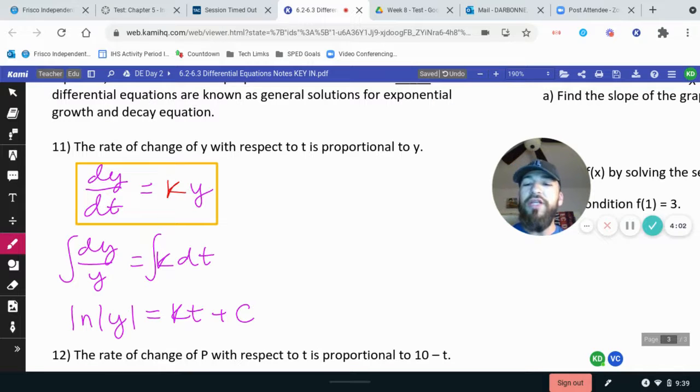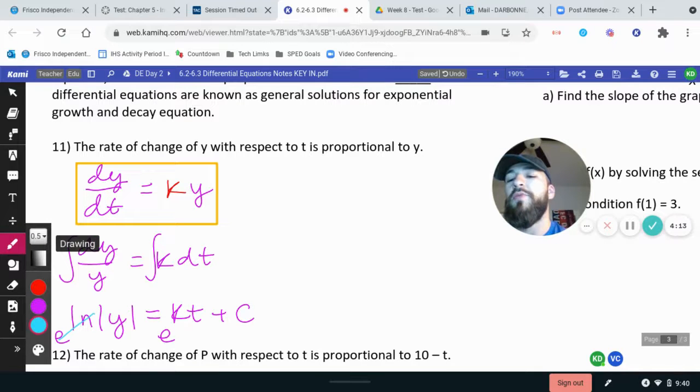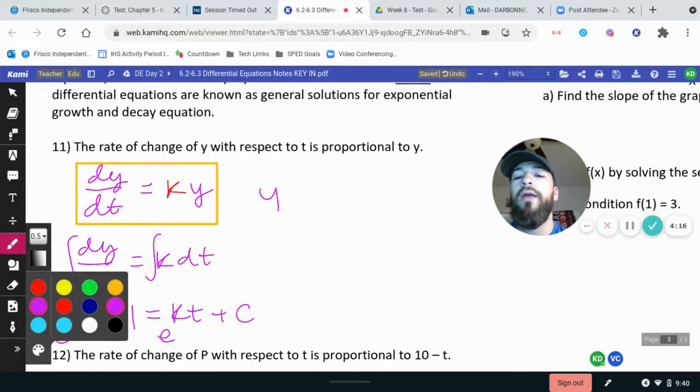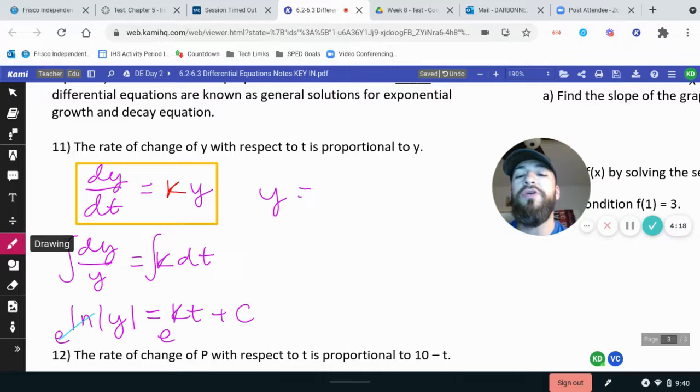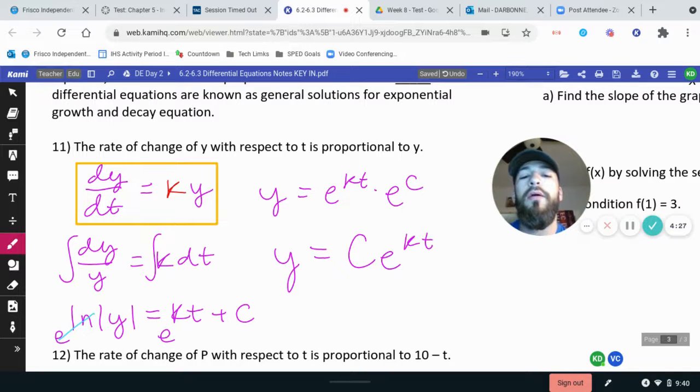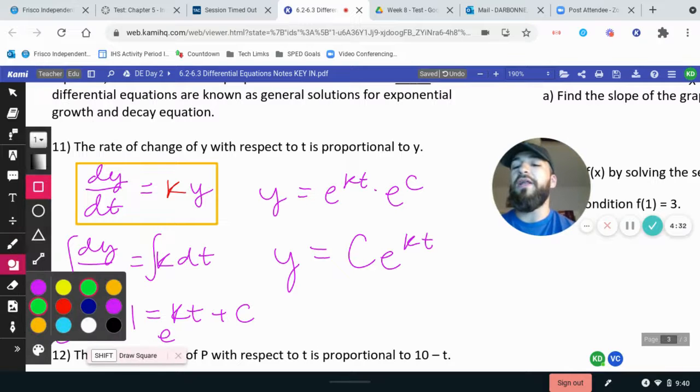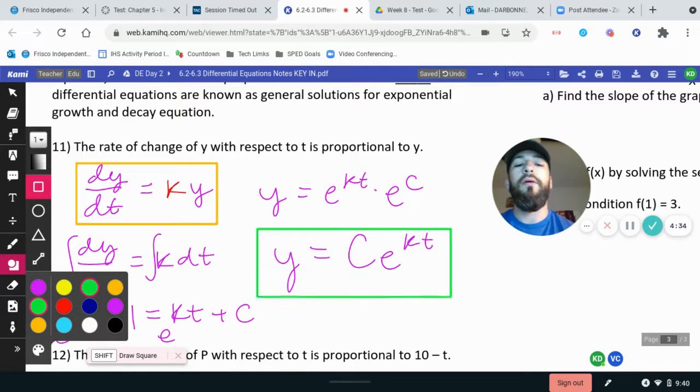So of course we could leave it like this. If we wanted to solve it out for y though, we can take a base of e to both sides. So that's going to get those e's to cancel out. So we get just y is equal to e to the kt times e to the c. And of course, we know e to the c is really just big C, and then of course that e to the kt. So this is our final answer. This is solved out for y.